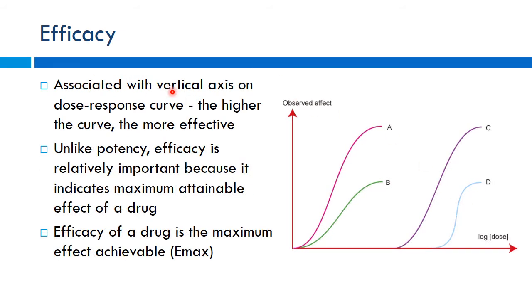So again, looking at this associated with the vertical axis on the dose response curve, the higher the curve, the more effective the drug is. And again, unlike the potency, efficacy is relatively important for us because that's going to be the maximum attainable effect of that drug. Okay. We're usually not dosing a drug in order to hit every single receptor possible. Usually we're dosing less than that, but we're also dosing well above the ED50 to try to hit a sweet spot where we're going to be getting the most effect out of the most people. But we're also going to look at how that compares to side effects in just a minute when we look at some of these other curves. Okay.